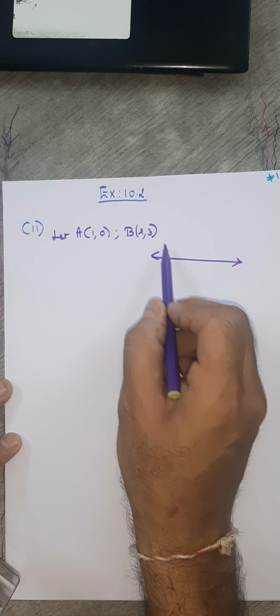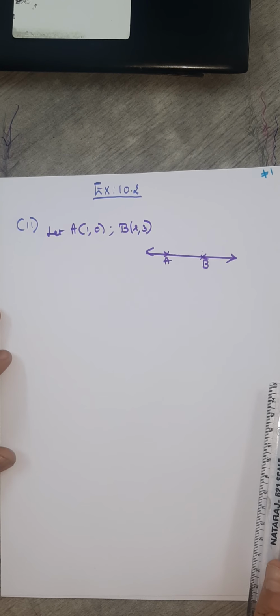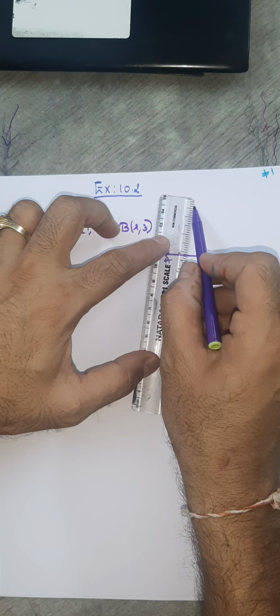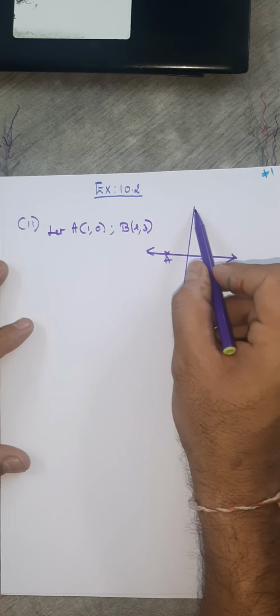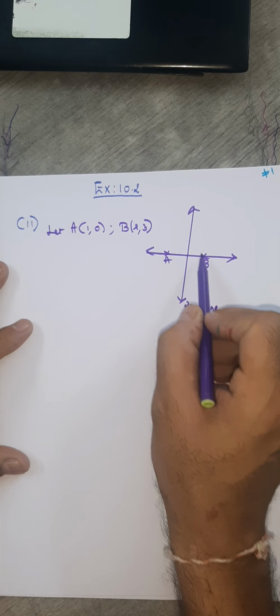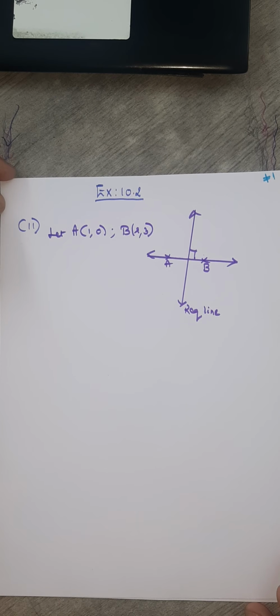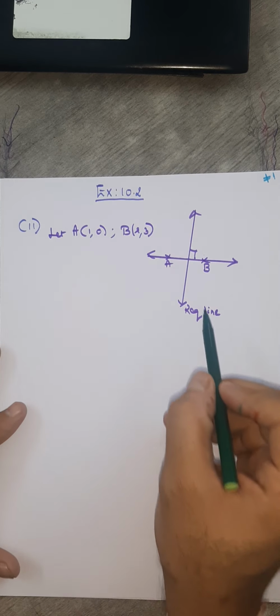Suppose there is a line AB here, A and B. You need such a line that's perpendicular to this, like this. This is our required line, that's perpendicular to the one given to you. Now whenever you're asked for the equation of a line, we always have two things in our mind: slope and point.